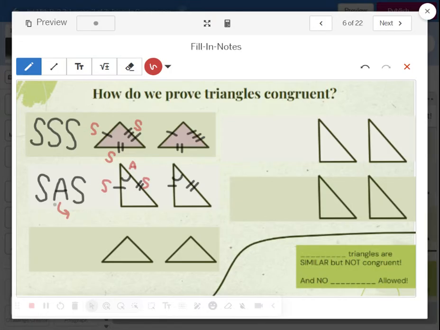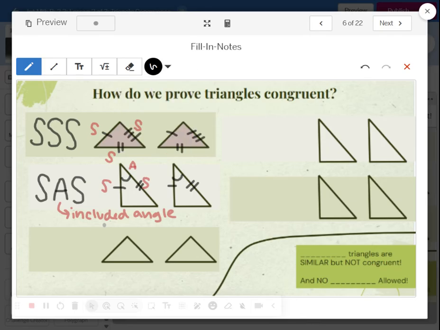So this middle letter, the A, needs to be an included angle. Remember, included just means it's in the middle of, it's in between. So we have to have a side length, the very next angle, and the very next side. Notice that the angle is sandwiched between these two congruent sides. That's how we know. If we see a figure like this, side, angle, side, and that's it, we would know that they are congruent.